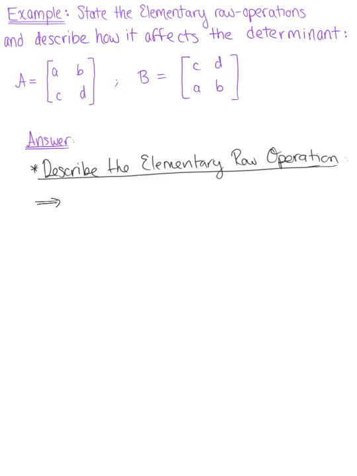And so we can see, looking at these two matrices or comparing A to B, that the rows are interchanged. Right, we swapped our rows. We can say that the first row is put into the second row's position and the second row is put into the first row's position.